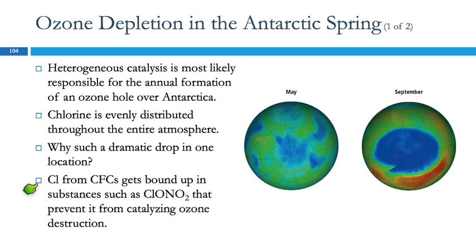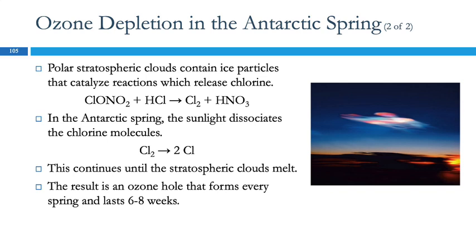Well, what happens is that the chlorine from those chlorofluorocarbons gets bound up in other substances, such as ClO and O2, that prevent it from catalyzing ozone destruction. Those chlorine atoms are not very happy on their own. They would like to be part of a molecule, and so they're going to react with other things. They'll react with ozone, but they'll also react with other things, and so they'll get bound up in other things. So that's why we haven't completely destroyed all the ozone.